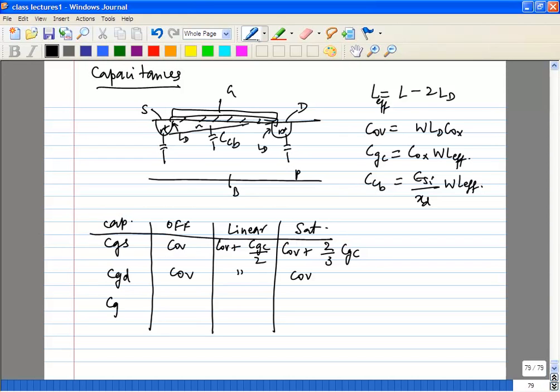Then let's look at the gate to bulk capacitance. When the transistor is operating in linear or saturation, there is no direct capacitance, so it's 0. When it's off, it's not exactly quantifiable, but it's somewhere in between CGC in parallel with CCB and CGC, somewhere in between that.